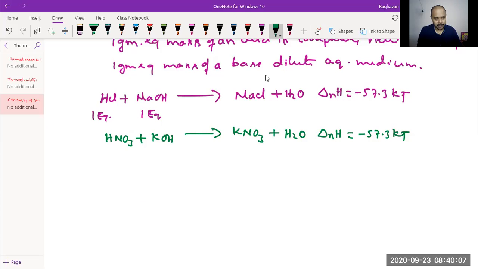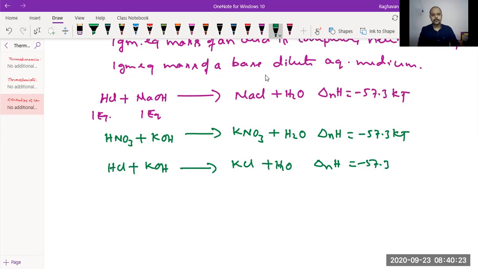I will take HCl and KOH, giving KCl and water. Here also heat liberated is 57. How come? There is one concept attached to this. Tell me, what is it? What can you remember from this? Enthalpy of neutralization remains a constant.